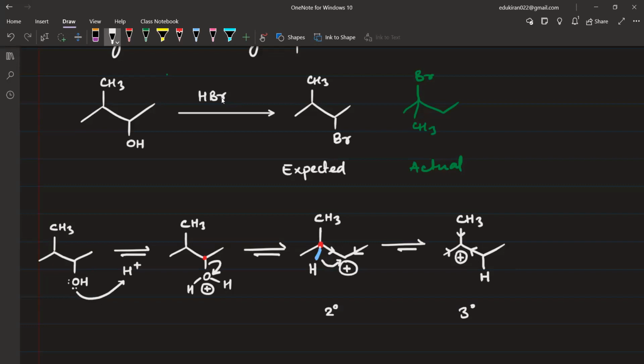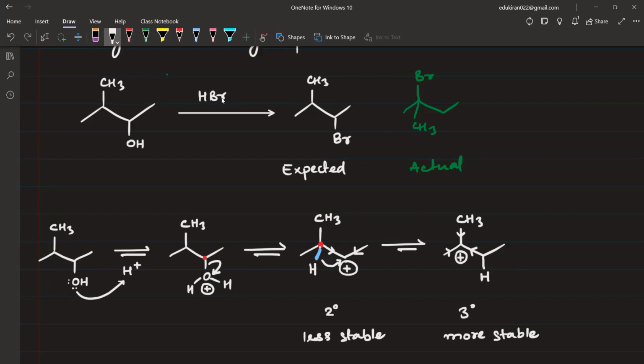That is why if you give more electron donating groups, electrons will be donated on that carbon atom, making the positive charge low. And as the positive charge lowers, the stability will increase. So 3 degree, this is more stable. This is less stable.